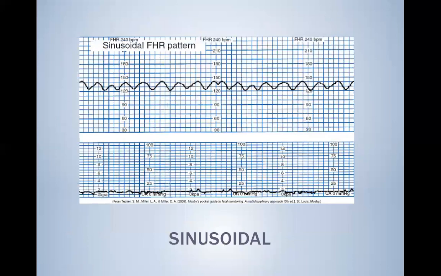So I mentioned the sinusoidal. So here again is an example of a sinusoidal fetal heart rate pattern. You can see how we can't establish any sort of baseline, right? We can go right in the middle of it, but that's not an actual baseline. So this again is an indication of fetal anemia, and we're going to want to deliver this kid as quickly as possible.